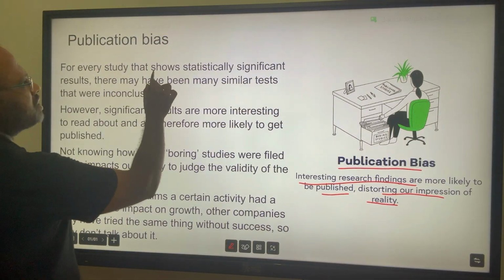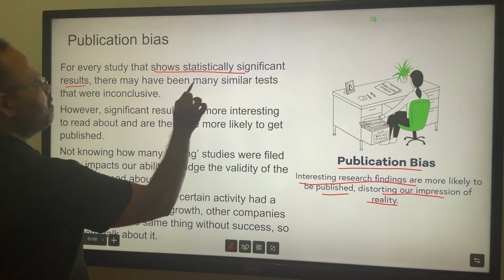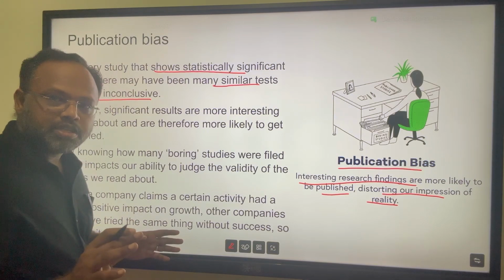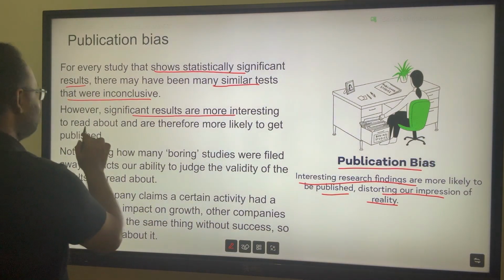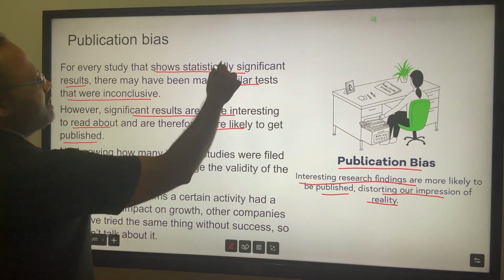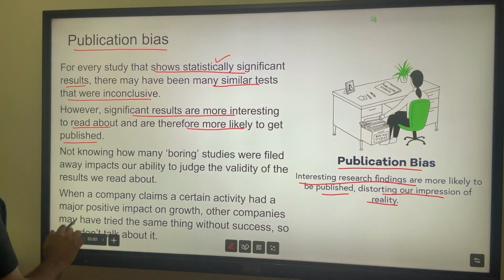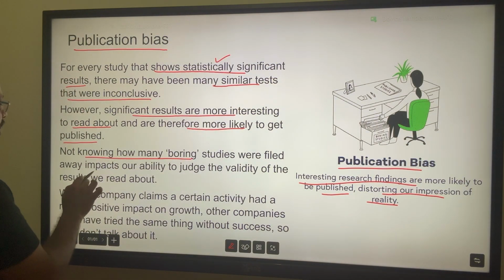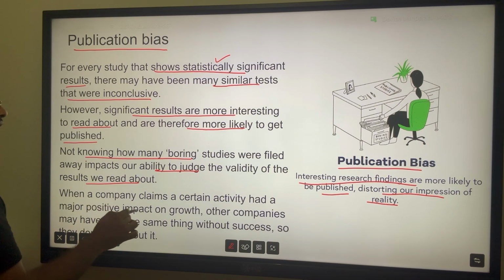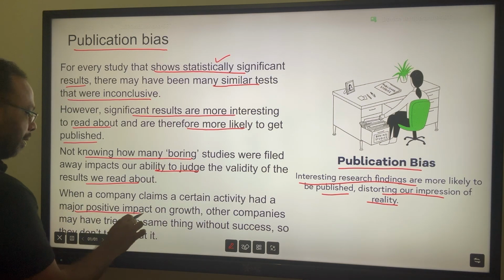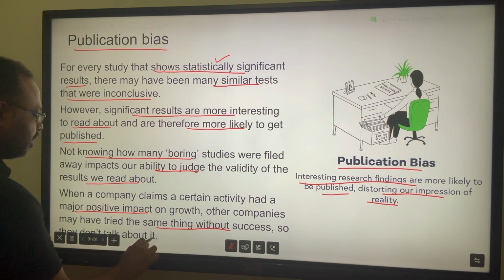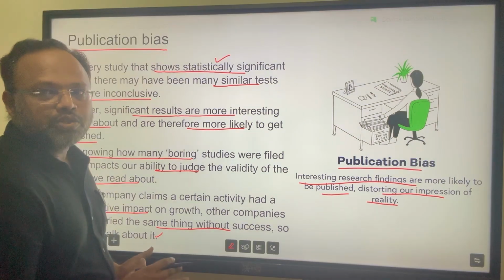For every study that shows statistically significant results, there may have been many similar tests that were inconclusive. Most of the no associations will not get published. However, significant results are more interesting to read about and are therefore more likely to get published. So this sort of publishing only statistically significant results will result in publication bias. Not knowing how many boring studies were filed away impacts our ability to judge the validity of the results we read about. When a company claims a certain activity had a major positive impact on growth, other companies may have tried the same thing without success, so they don't talk about it. So this is in an economic setting. This happens due to publication bias.